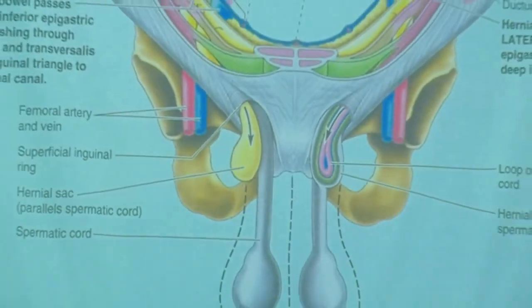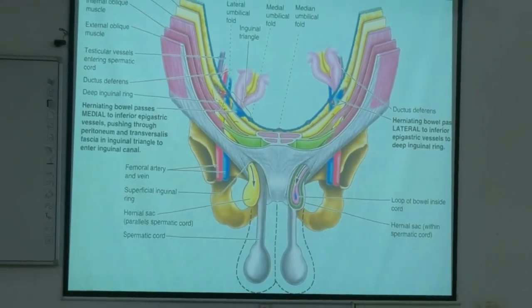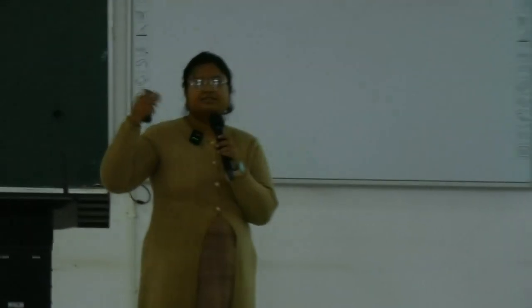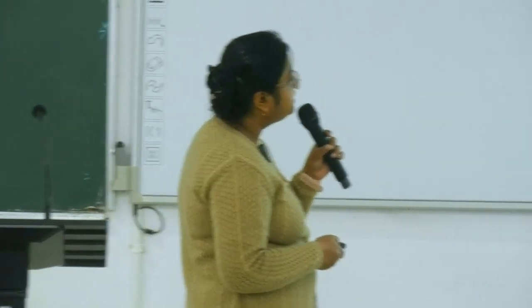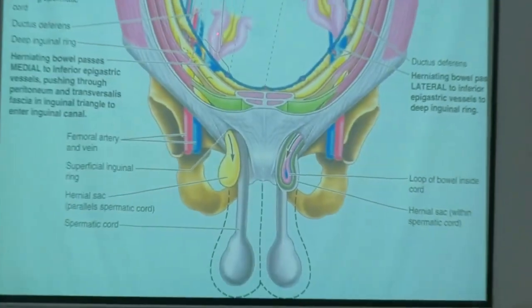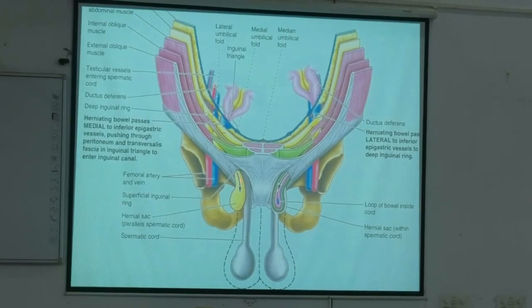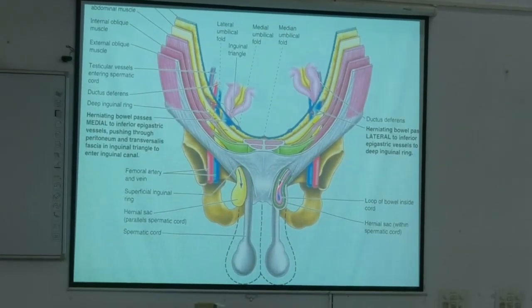During examination of a hernia, you have to ask the patient to cough to check whether it is present or not. See here, this is the hernial sac. Here it has been cut. See, this intestine is passing through the deep ring, passing through the canal, then coming out through the superficial ring, entering into the upper part of the scrotum. This is the spermatic cord and the testis within the scrotal sac. And this hernial sac is lying just along with this spermatic cord.